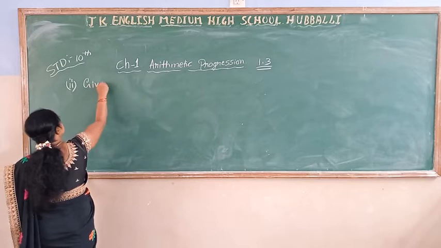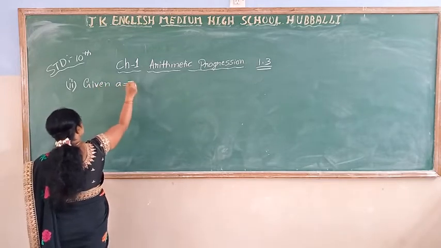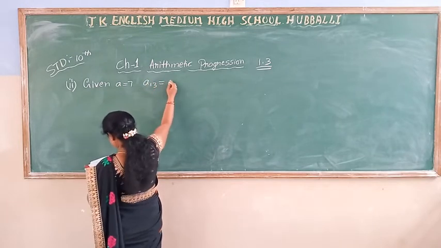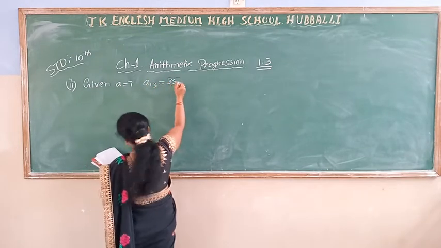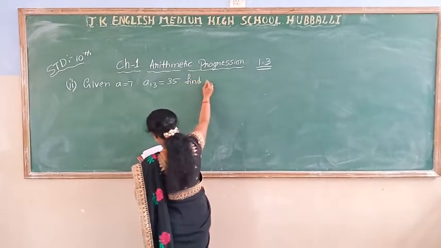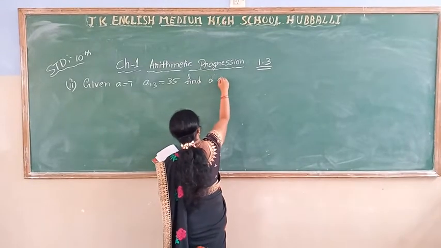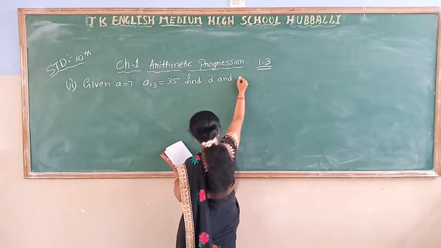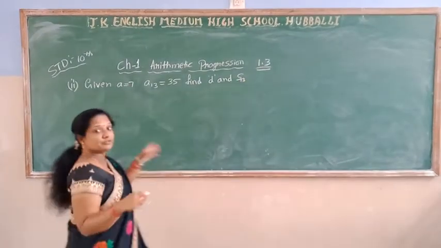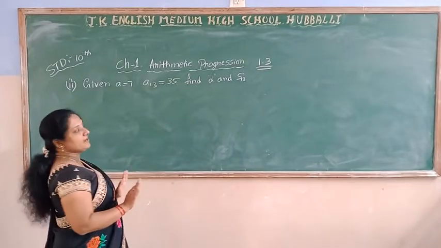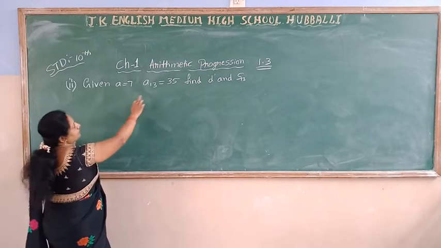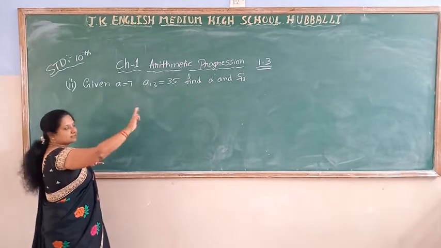Given a is equal to 7 and the 13th term value is 35. Find d and the sum of 13 terms. So we have to find out d and the sum of 13 terms. Given a value, n, and the 13th term value.